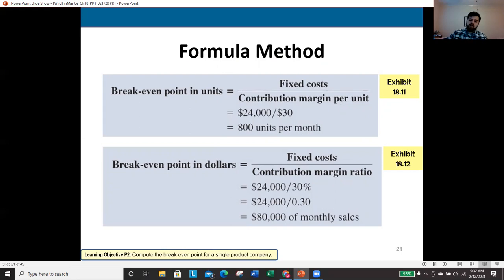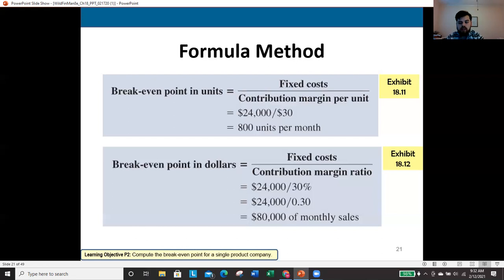Now, on the other side, if I need my break even point in dollars, I will take my fixed costs, but notice here, I'm not dividing by my contribution margin per unit, right? Instead, I am dividing by my contribution margin ratio. And when you do this, you will come out to $80,000.